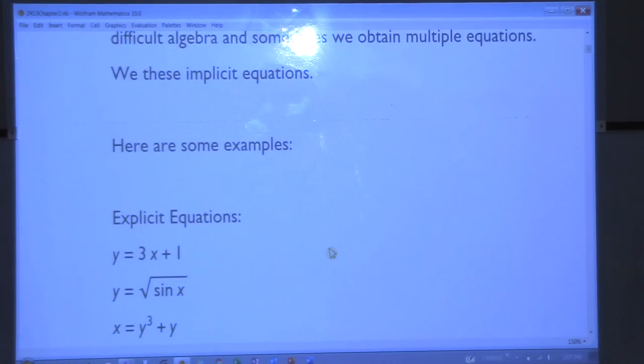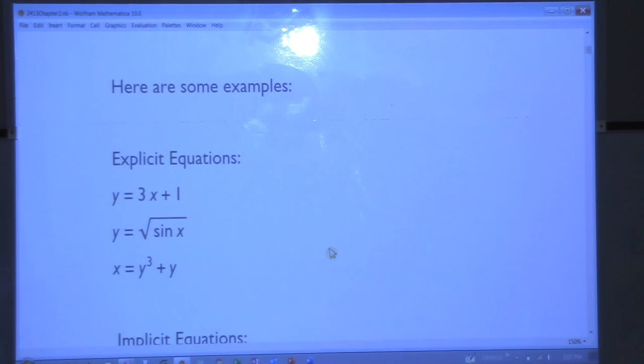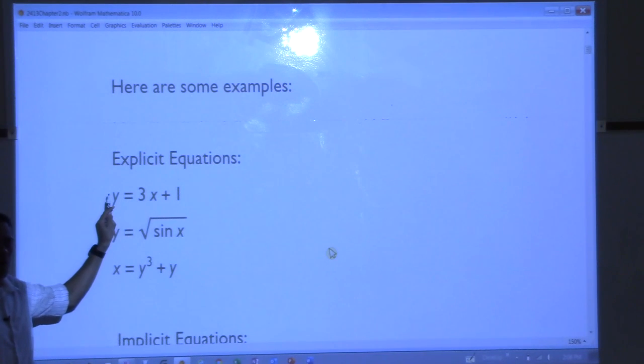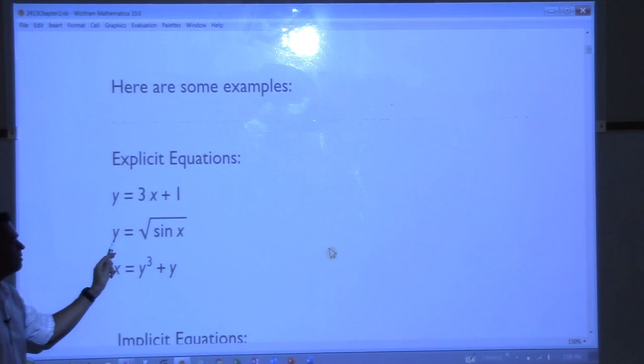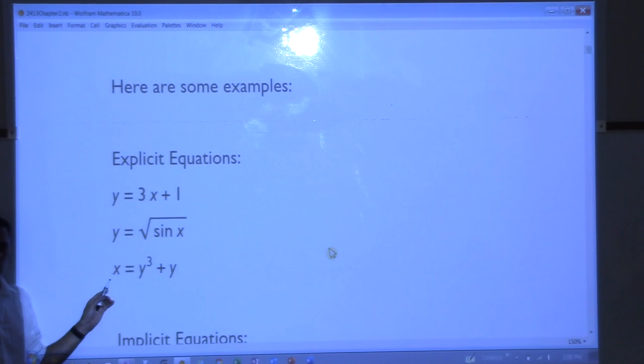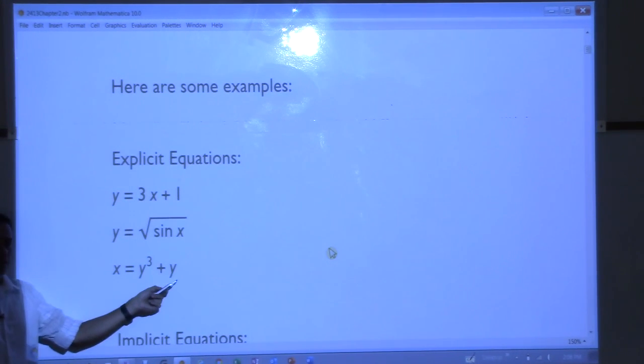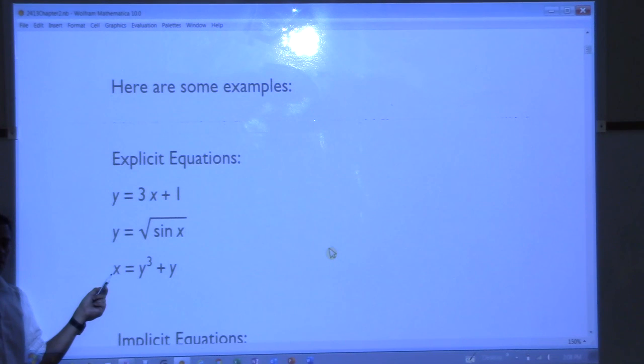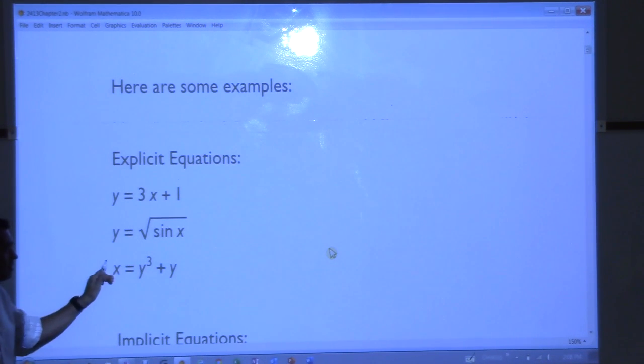So I'm going to give you some examples. Here are some examples of explicit equations. This first one, y is explicitly in terms of x. If you give me x, I give you y. This one is also explicit. If you give me x, I give you y. This one is explicitly in terms of y. If you give me y, I give you x. All of these have something in common. You can isolate one of the variables, get it by itself. These are all explicit equations.